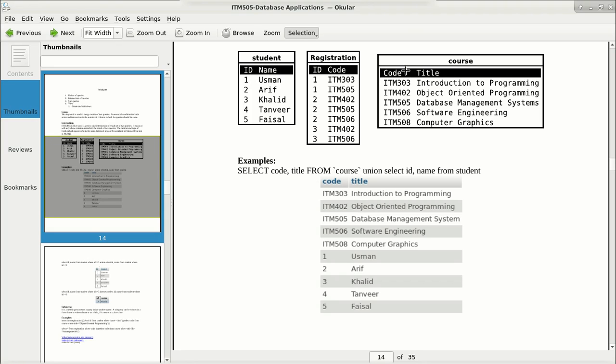from this table, code and title. And in the second query I have written select ID and name from student. So I have taken two columns from this table and two columns from this table, and then I have put a union in between these two queries.